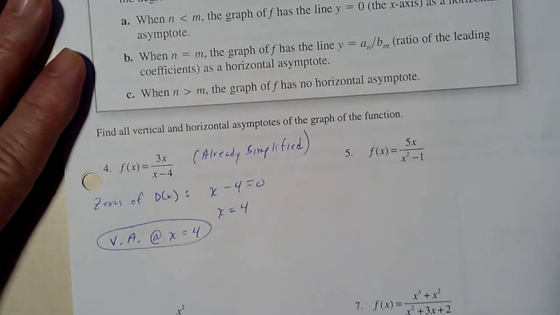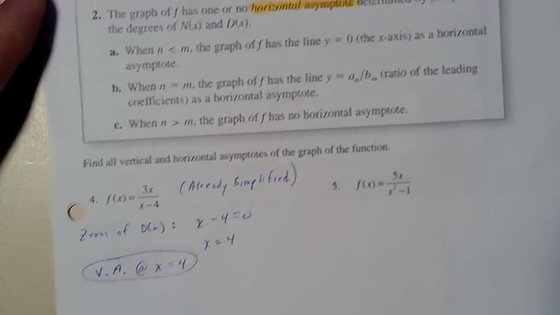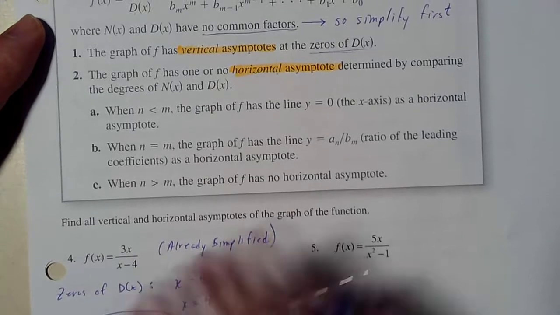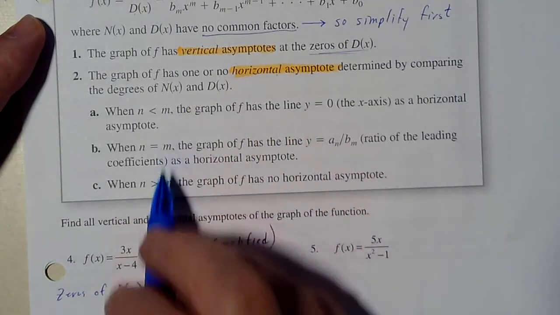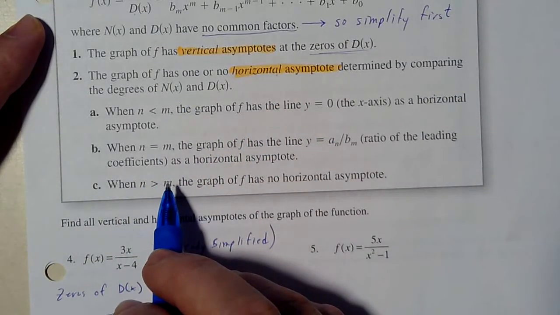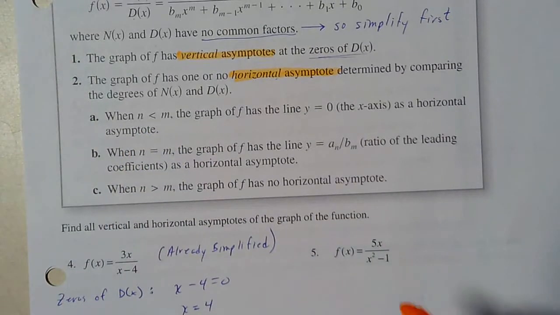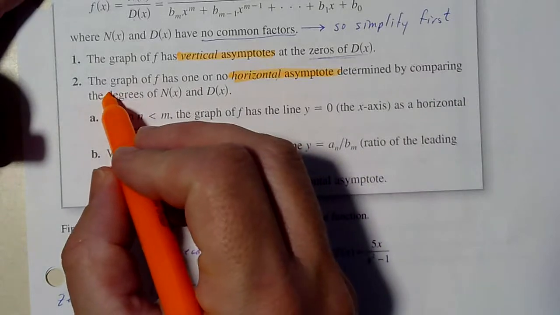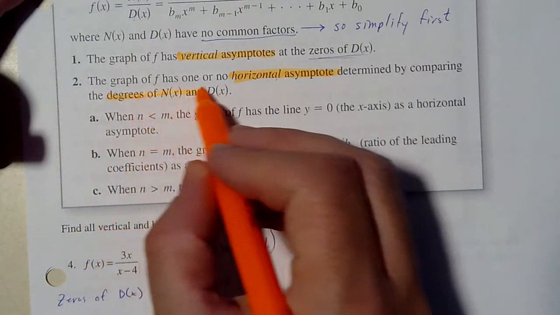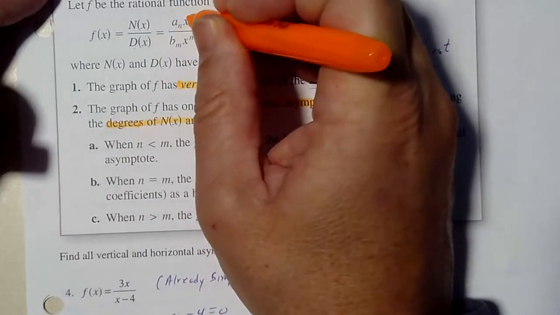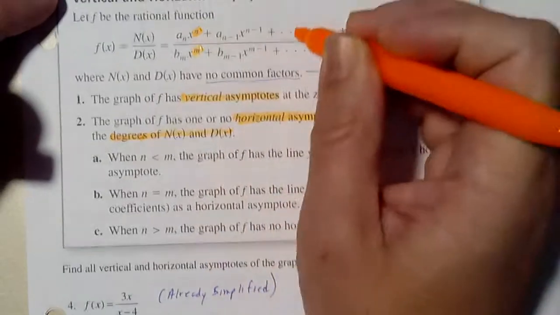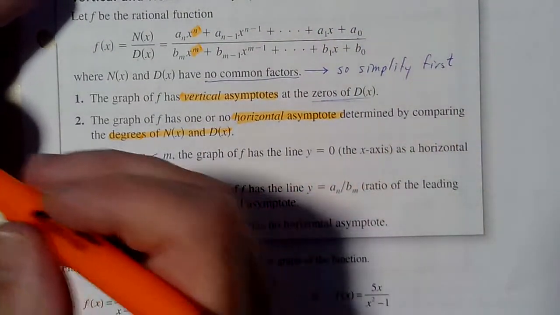Now let's move on to the horizontal asymptote. The horizontal asymptote just has 3 conditions we need to follow, and you'll get used to it. It looks like a lot, but you'll catch on quick. Notice what it says is we're going to compare the degrees. Compare the degrees of n of x and d of x. So we're calling these n up top and m on the bottom.